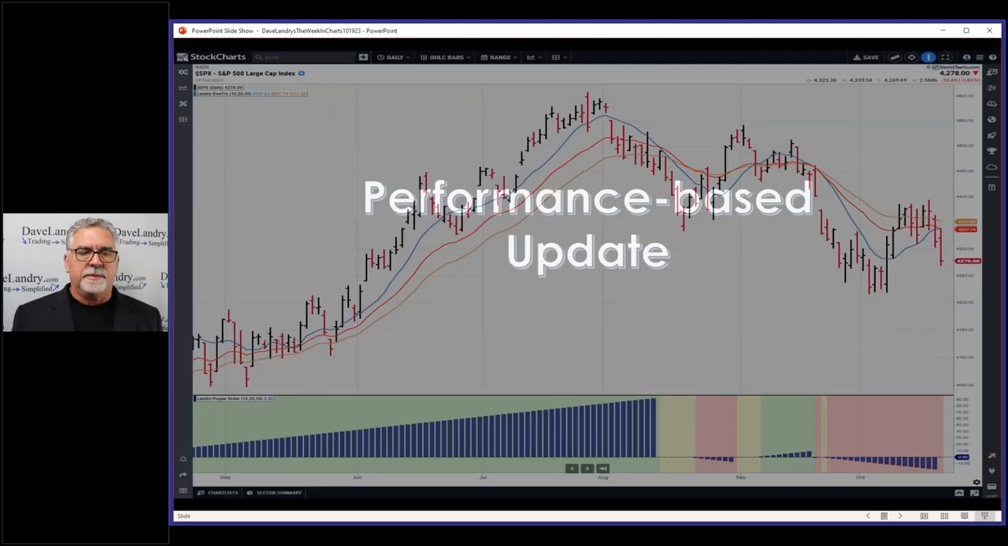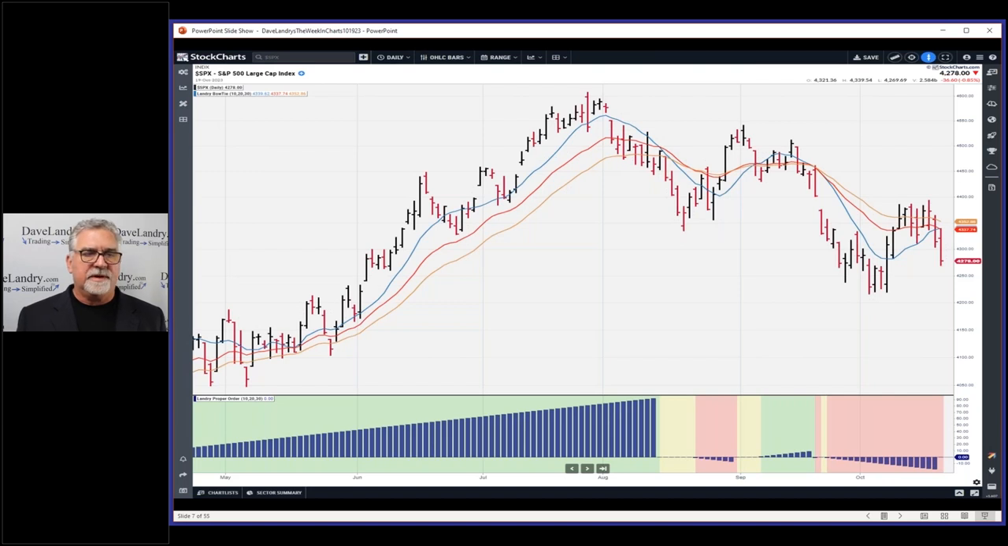All right, let's do a performance-based update. Take a look at the S&P 500 with the Bowtie moving averages. To those here who know them, it's a 10 simple, 20 exponential, and 30 exponential. And when the 10 is greater than 20, and 20 is greater than 30, that's uptrend proper order.